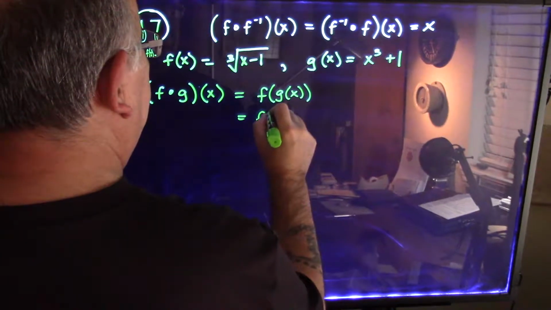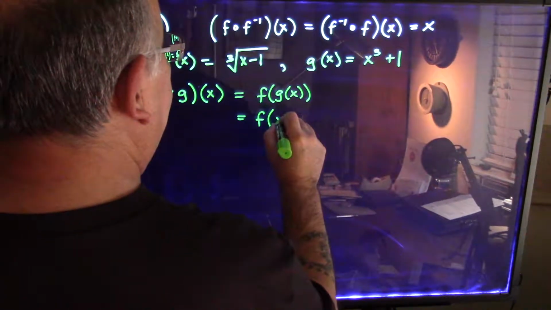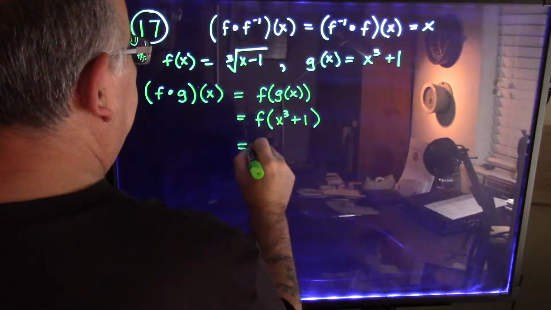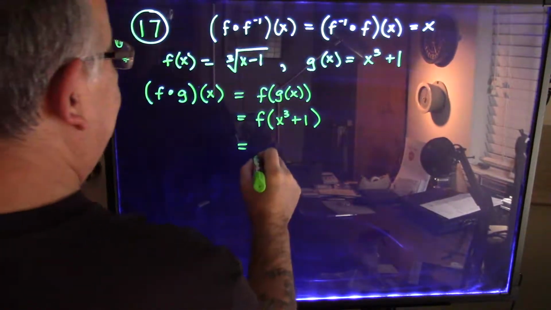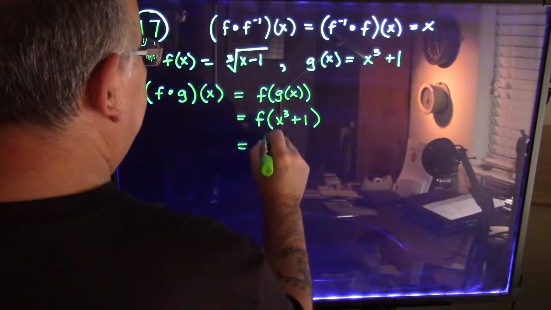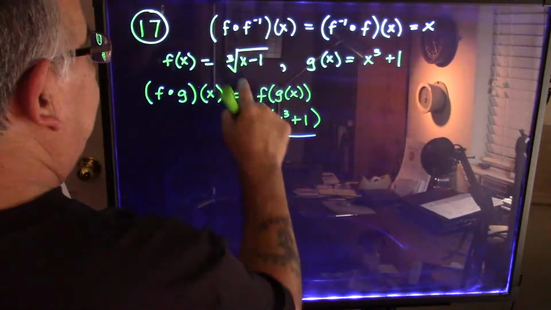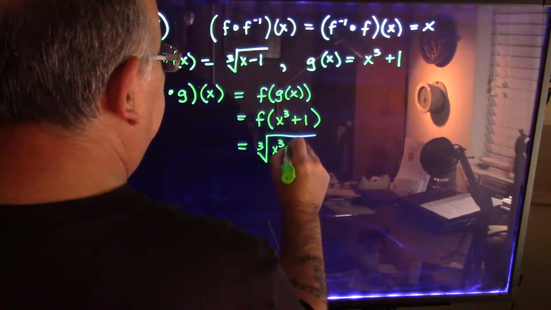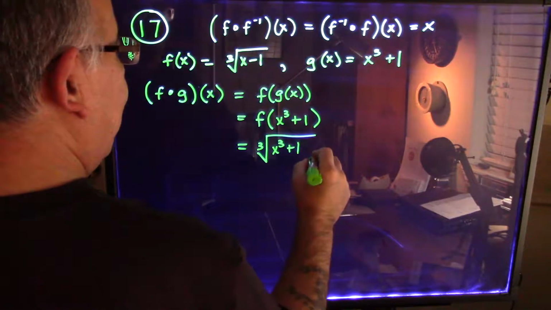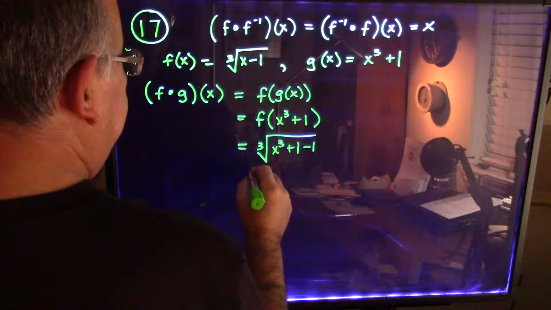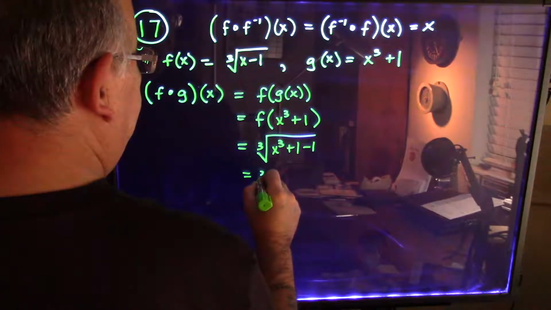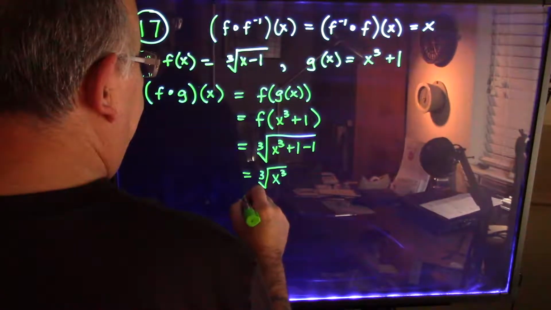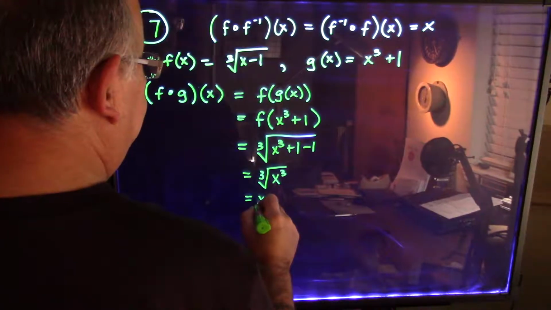So that's f of, what's g of x? X cubed plus 1. Then you plug that into f of x here, so that's the cube root. And then x cubed plus 1 goes in the place of x there. Minus 1. So that's cube root of x cubed, which is x. Alright, so far so good.